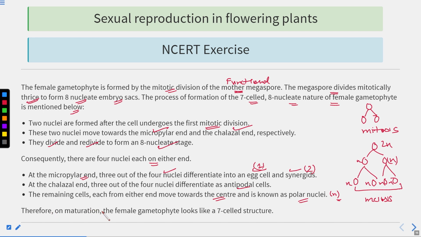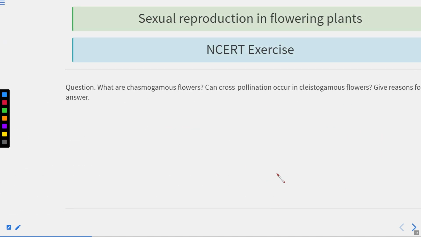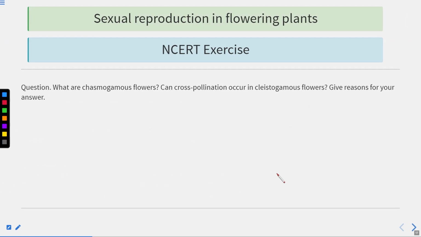Now, therefore, on maturation, the female gametophyte looks like a 7-celled structure, which is 8 nucleate, because these 2 polar nuclei are present within the central cell. Clear?